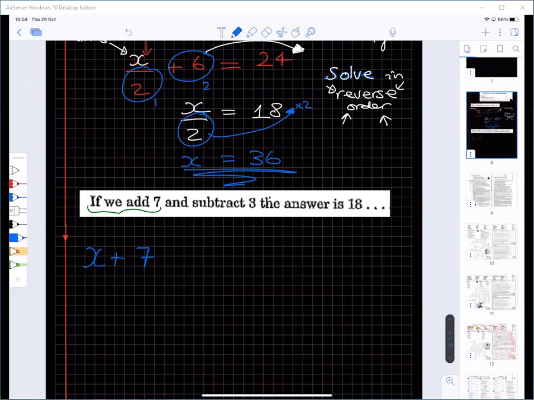Okay, then we subtract, and then we do minus 3. And then the subtract 3 means minus 3. Then we minus the 3, and then what does it mean by the answer is? It equals 18.